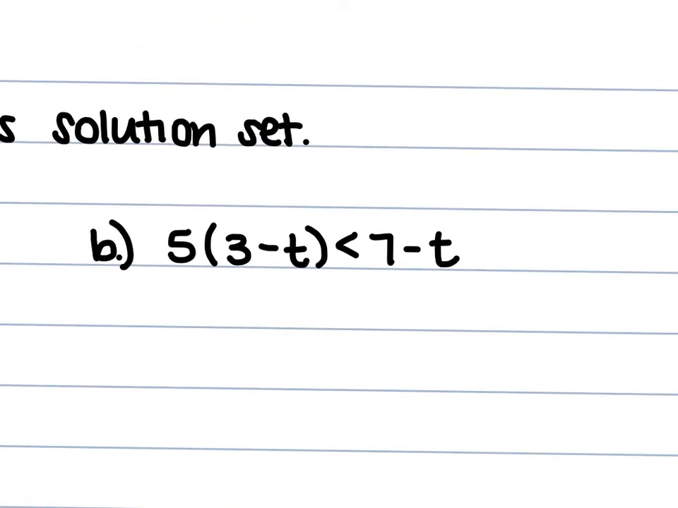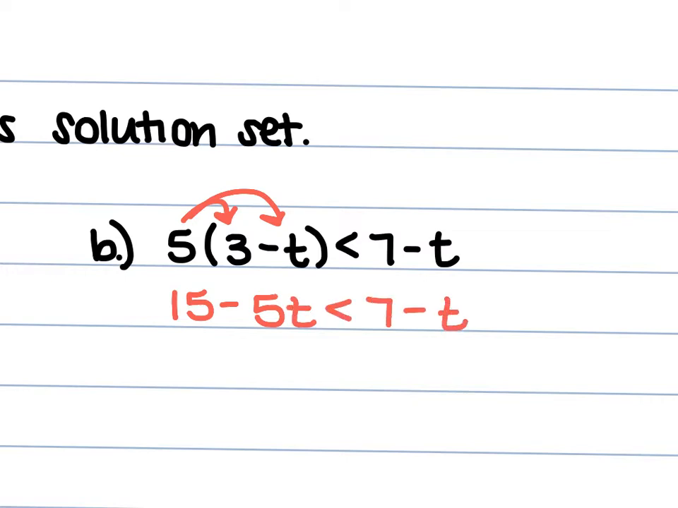If we look at B, we have 5 times 3 minus t is less than 7 minus t. So we're going to first distribute that 5, and we're going to get 15 minus 5t is less than 7 minus t. You want to bring whichever variable has the lesser coefficient, you got to look at the sign here, over to the other side. So you have a negative 1t and you have a negative 5t. What is going to make this positive? Bring the 5t over to the other side by adding it to both sides.